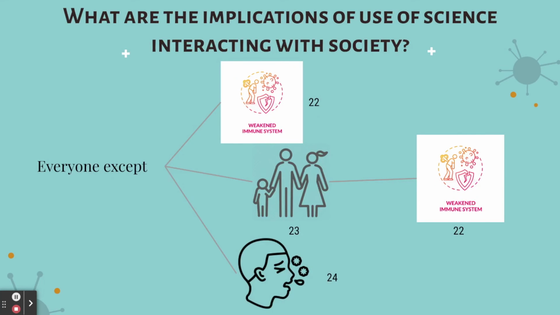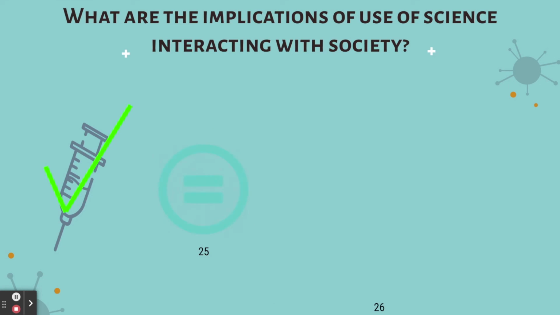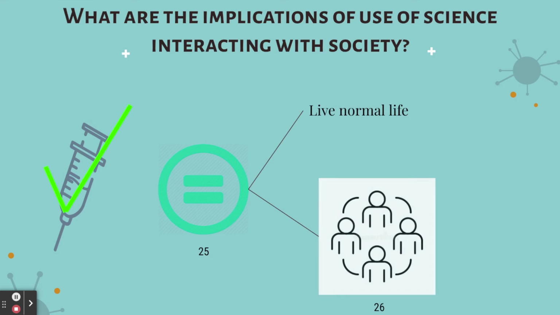What are the implications of the use of science interacting with society? Everyone should get the measles vaccine except for people with immune system problems or a person in which a parent, sister, or brother has a history with immune system problems. Also, if someone is allergic to an MMR component, they shouldn't get the vaccine. By receiving the MMR vaccine, it allows people to live a normal life and to be able to interact with each other without danger of getting measles.